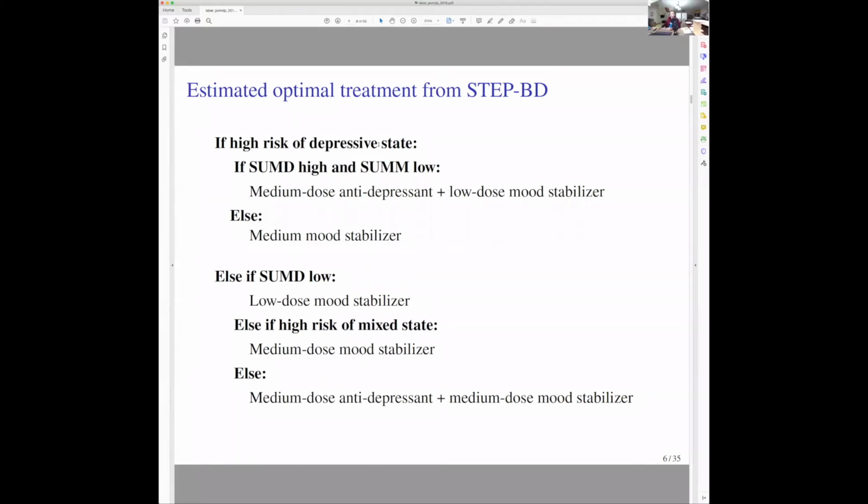So if you have a high risk of a depressive state, and if your depression score, some D, is high, and your mania score, some M, is low, then give a low dose antidepressant and a medium dose antidepressant and a low dose mood stabilizer. Otherwise, give a medium dose mood stabilizer, and so on.